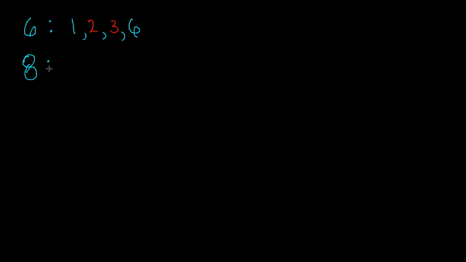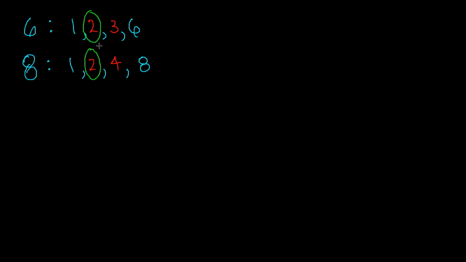When I look at 8, it has factors of 1 with 8. 1 times 8 gives me 8, as well as 2 times 4. So my factors of 8 are 1, 2, 4, and 8. Now, if I'm trying to identify the greatest common factor at this point, the greatest common factor would be the 2 that appears here and here.